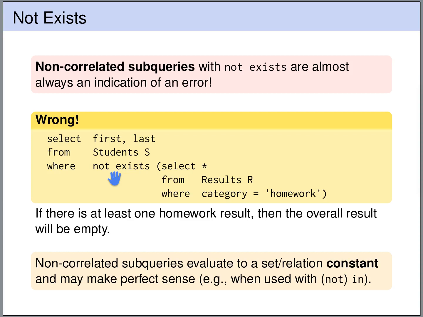And this is different from the use of in or not in. In combination with in or not in, such a non-correlated subquery makes perfect sense, because then we can look up whether a certain attribute value appears in this constant table. But with exists or not exists, we are only checking whether the table is empty or not.